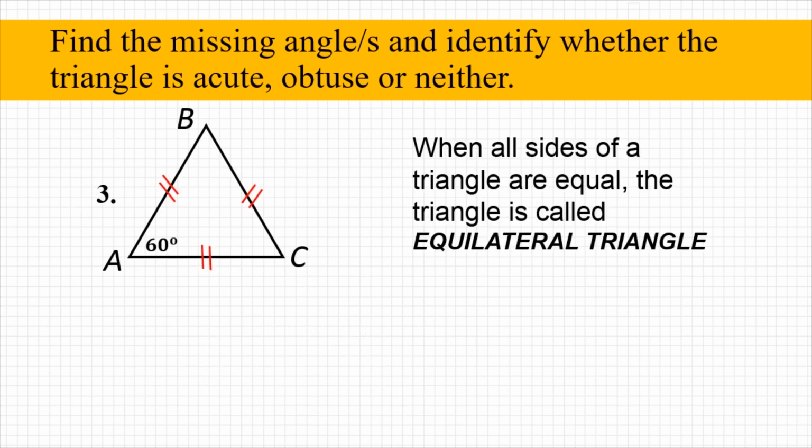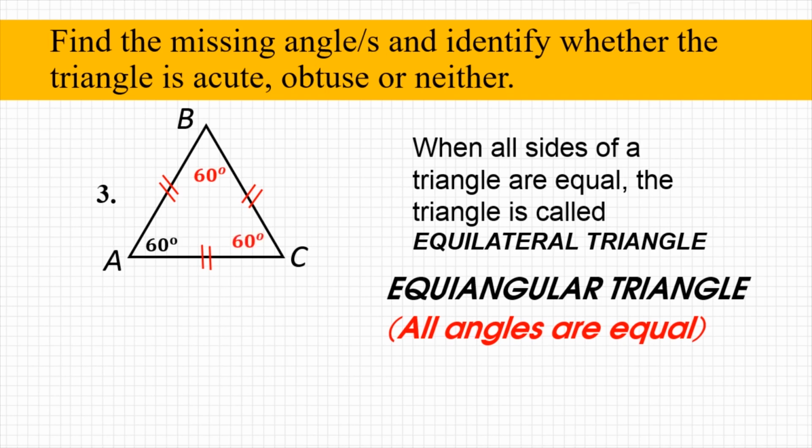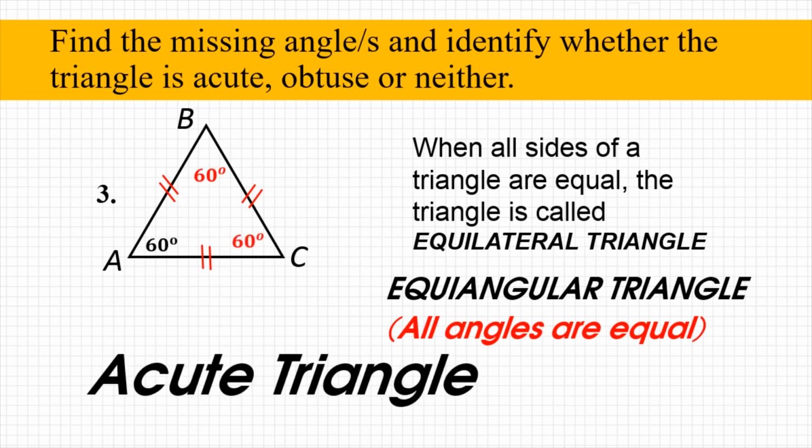For the third example, when all sides of a triangle are equal, the triangle is called an equilateral triangle. When it is an equilateral triangle, it is also an equiangular triangle. An equiangular triangle has all angles equal. Meaning to say, if angle A is 60, angle B is also 60, and angle C is also 60 degrees. So this one is an acute triangle.